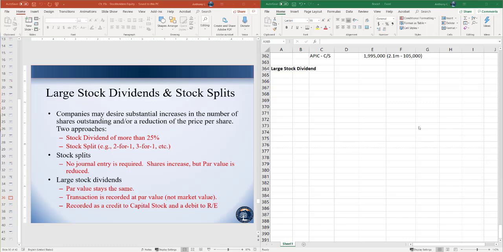If you're wondering why a company would do this, one reason is sometimes the market price of a stock gets very high. For example, it could be over $1,000 per share, which would prevent investors from readily purchasing it. So if we decrease the price per share, investors can more readily invest in our company. A stock split just means we're going to split the stock into a larger number of pieces.